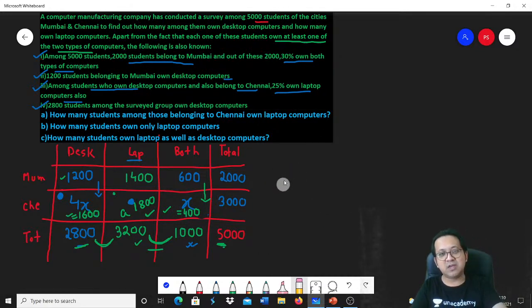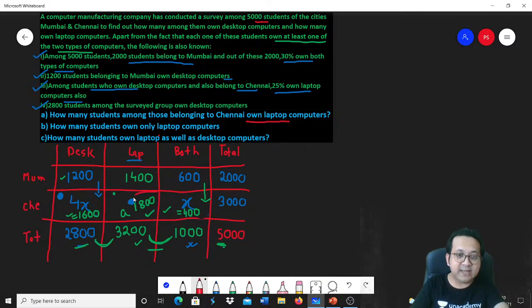9 marks for you if you are able to prepare this table. Remember, 3 questions, 9 marks. Let's look at the answers. How many students among those belonging to Chennai own laptops? So Chennai and laptop is how much? They are not saying only laptop. Chennai and laptop is 1800. Correct? 1800 is the answer.